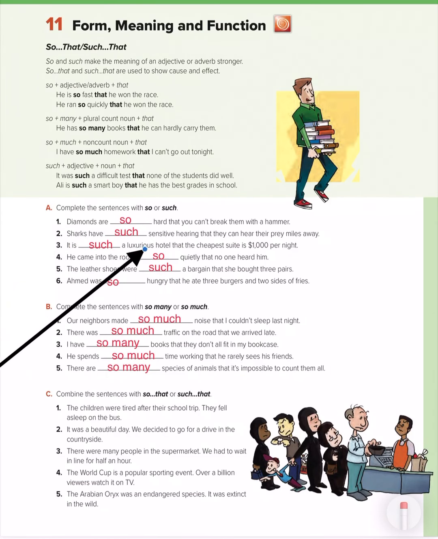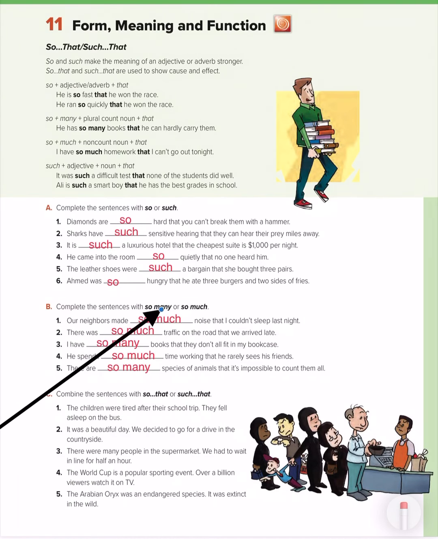It is such a luxury hotel. Okay, he came into the room. So if you want to give the reason or the result: he came into the room so quietly that no one heard him. The leather shoes were such a bargain that she bought 3 pairs. Ahmed was so hungry. So we have here hungry, we use so here because we want to give a result, okay? So hungry that he ate 3 burgers and 2 sides of rice.